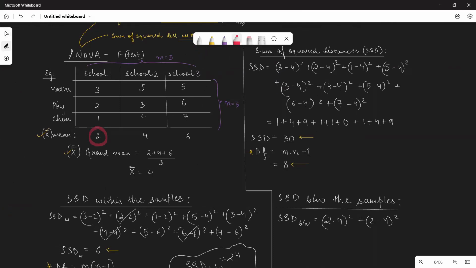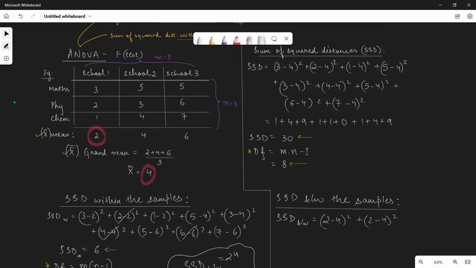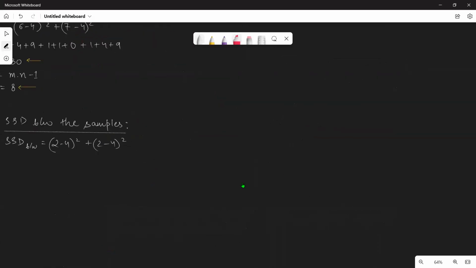Using the mean between, the mean and your grand mean. So why am I writing it 3 times? I'll be writing it one more time, because you have 3 subjects. Because you have n is equal to 3. That is why I will write this 3 times.